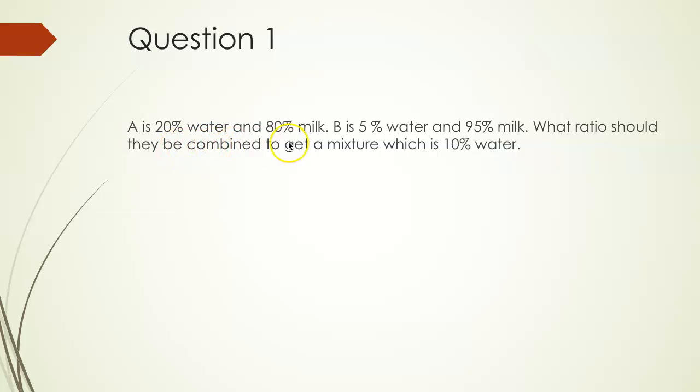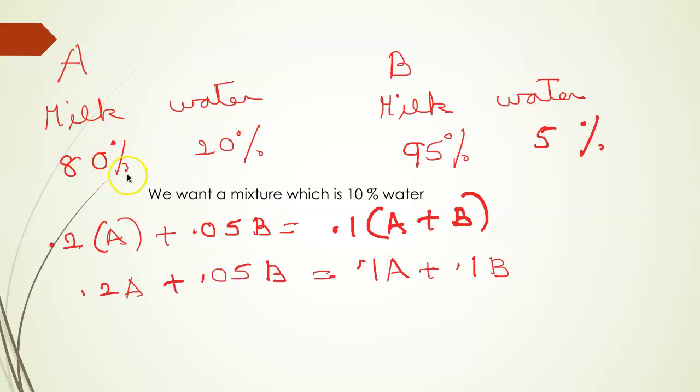So A is 20% water and 80% milk. B is 5% water and 95% milk. In what ratio should they be combined to get a mixture which is 10% water? So for A, milk is 80%, water is 20%. For B, milk is 95%, water is 5%. We want a mixture which is 10% water. That is 0.2 of A plus 0.05 of B, which is the water content in both the mixtures. When they are added together, we need a mixture which is 10% of A plus B put together.